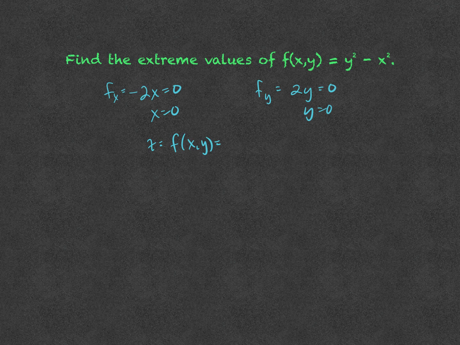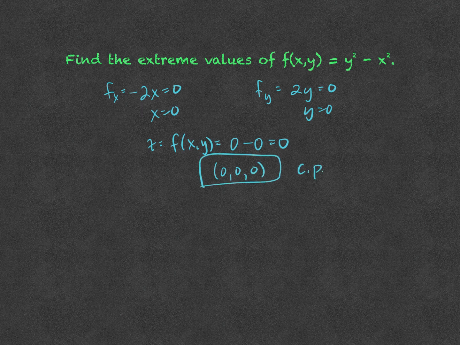If you want to look at it on the original plane, that's when we find the z value. So if I plug that in, I get 0 minus 0 equals 0. So our critical point is at (0, 0, 0) on the xyz plane. This is our critical point.